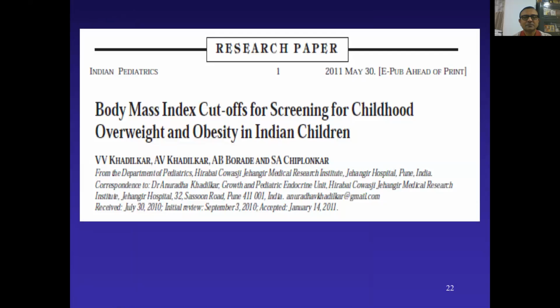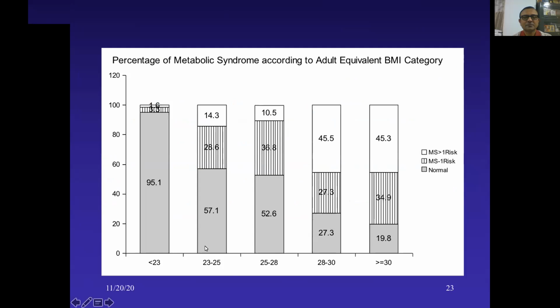Now, recently in fact, we published this paper in 2011. Based on this, actually, the IAP growth charts cutoff were decided. But what we have shown is why are we lowering this cutoff from 25 that the whites follow to 23 for Asians? What you see on this graph is on the x-axis, you have the BMI cutoffs. And on the y-axis, you have the percentage of metabolic syndrome risk factors.